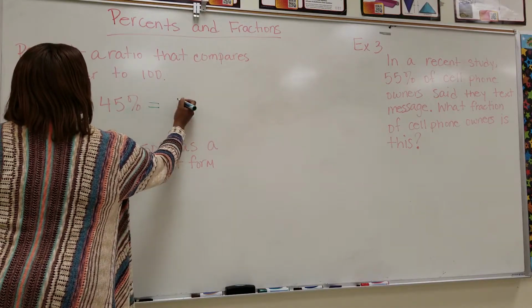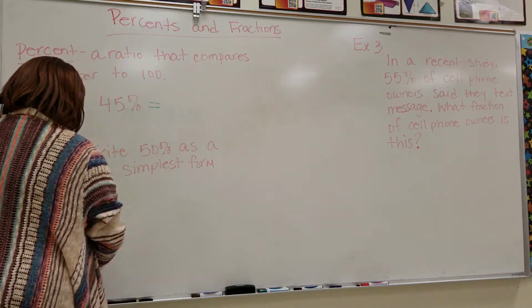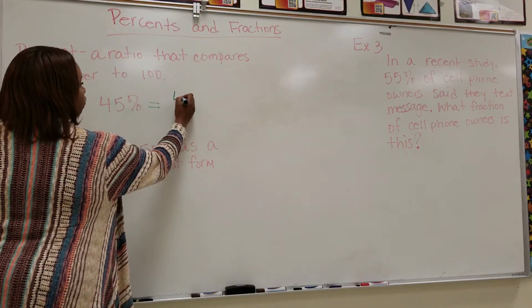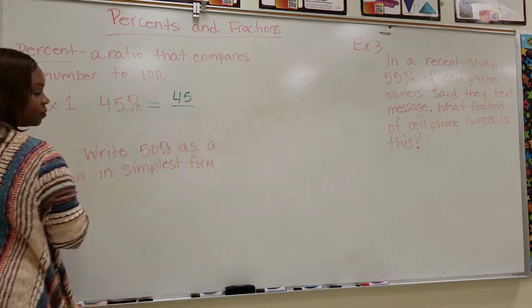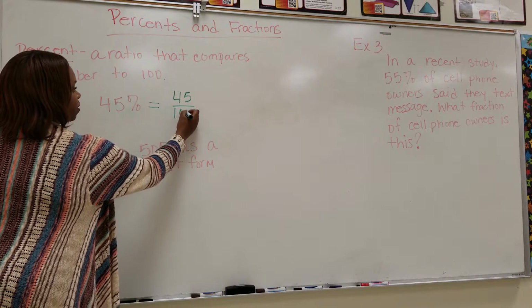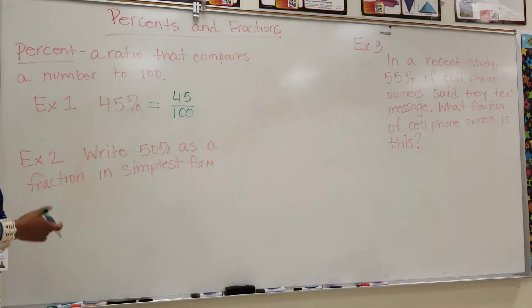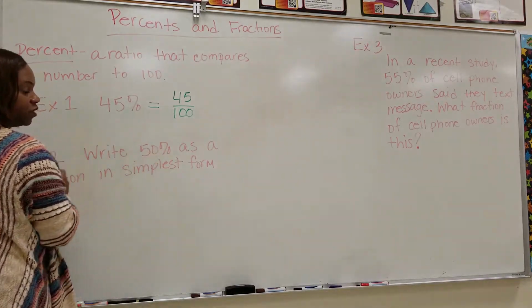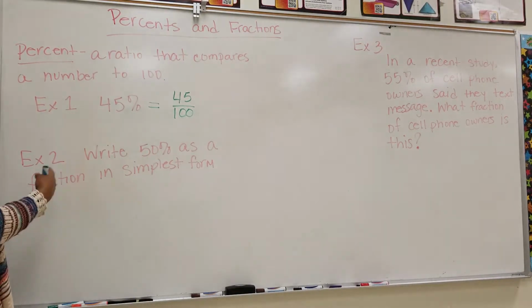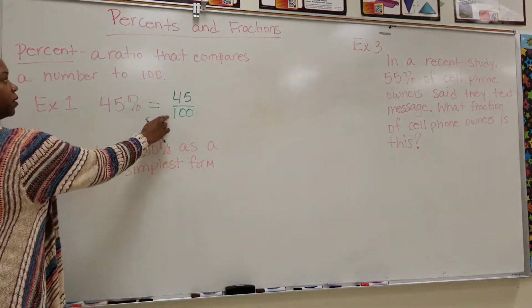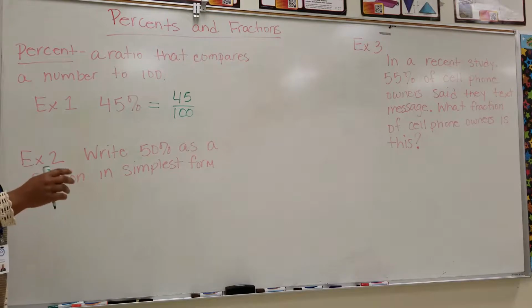So 45%, it'll be 45 as our numerator and 100 as our denominator. Why? Because the max percentage is 100%. So therefore, 45 will be the numerator and then 100 will be the denominator. From here, you still have to put it in simplest form or reduce.